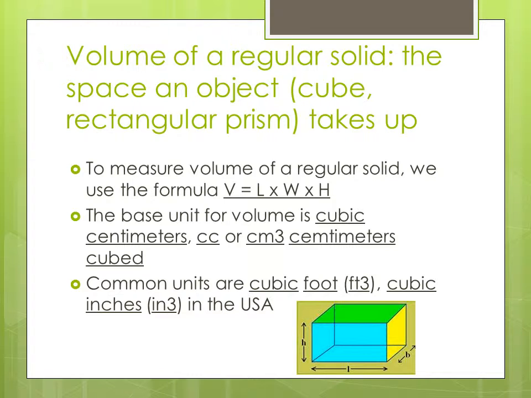To measure volume of a regular solid, we use the formula volume, right here, equals length times width times height. So the length of the box in the blue times the width in the yellow times the height right here. The base unit for volume is cubic centimeters, cc, or cm cubed.